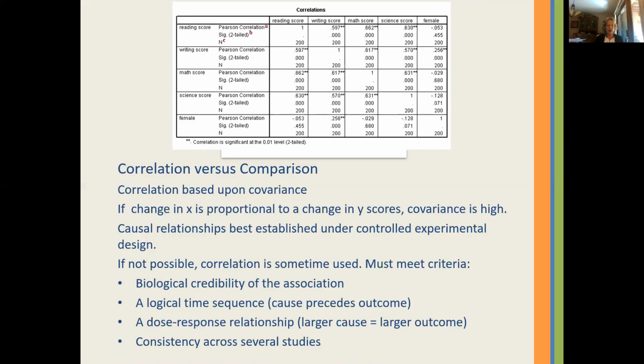There needs to be biological credibility of the association. There needs to be a logical time sequence. The cause has to precede the outcome. A dose-response relationship should be evident. A larger cause equals a larger outcome. And there needs to be consistency across several studies. And that sort of summarizes what I was going to tell you about the correlation analysis.